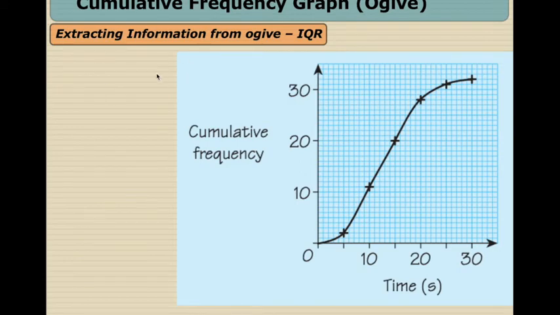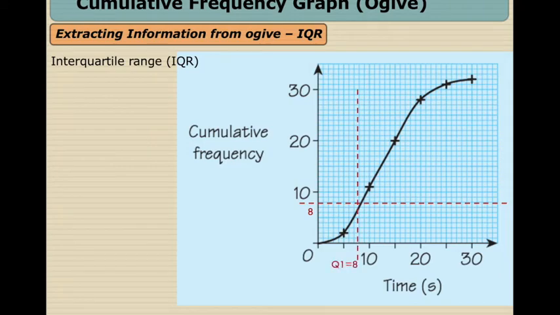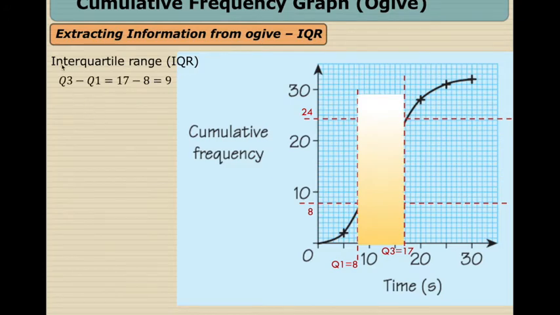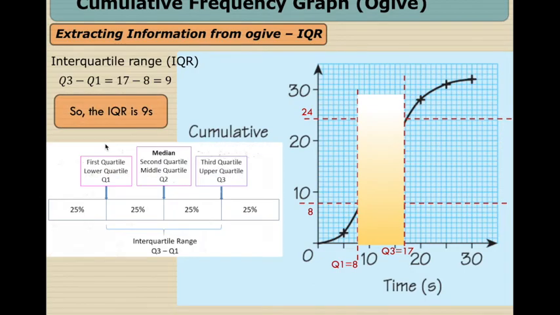All right. Now let's extract information about IQR from the graph. To find the interquartile range, we need lower quartile and we need upper quartile. Okay, so Q3 is the upper quartile, Q1 is the lower quartile. So IQR is equal to upper quartile subtracted by the lower quartile, which is 17 minus 8. That's equal to 9. So the interquartile range is 9 seconds, right?